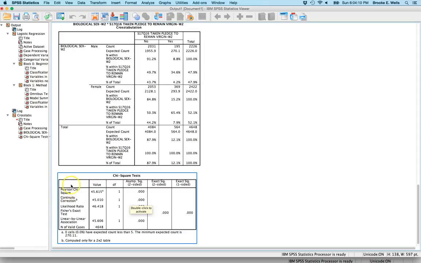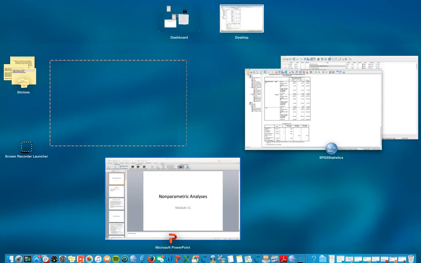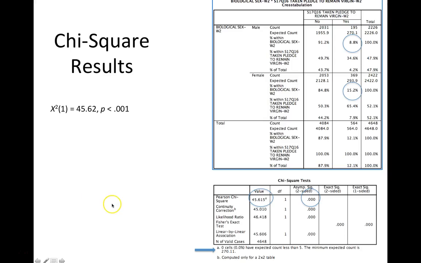So this is typically the chi-square value that you're going to look at, this top one right here. You'll see right after this value a little a here. And if you come down here, it says 0 cells have expected counts of less than 5. So we know that we've met that assumption because the test is actually telling us so. Let's go back over here, and I'll show you the rest of these within PowerPoint.